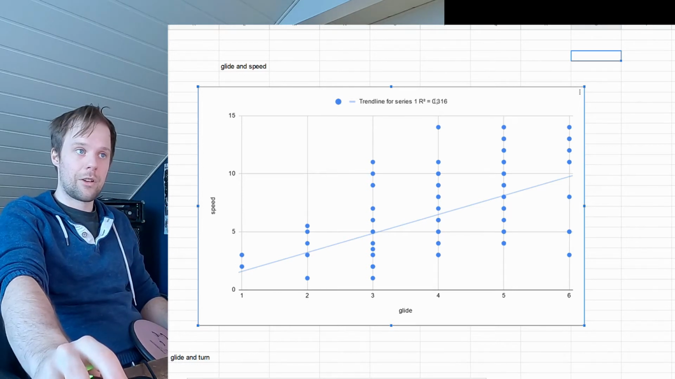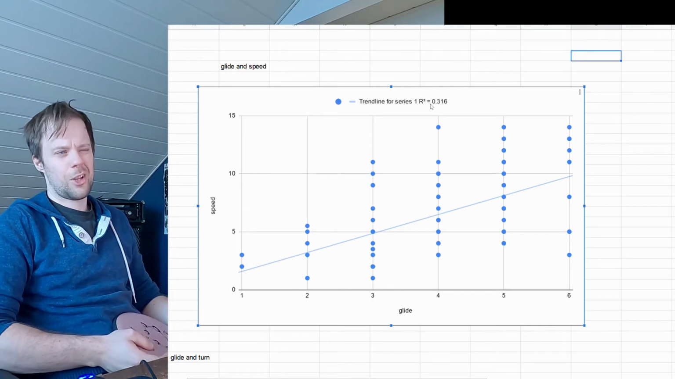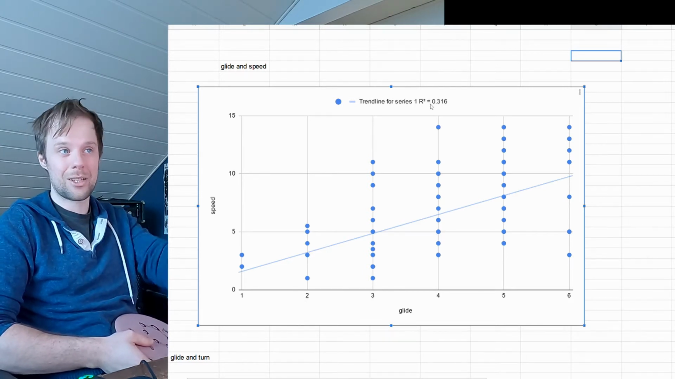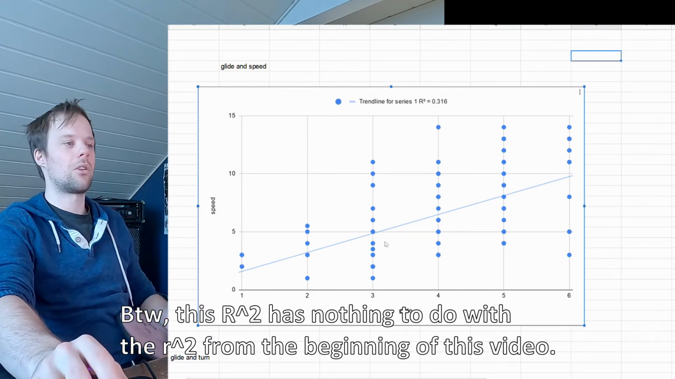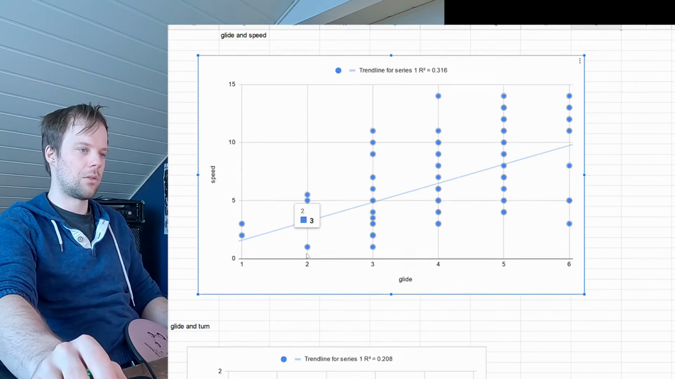Here's an R squared, which is a number between 0 and 1. And 0.3, it's not that big an R squared. The higher the number, the more correlation. So it's kind of a weak correlation between glide and speed. But there is a correlation here.